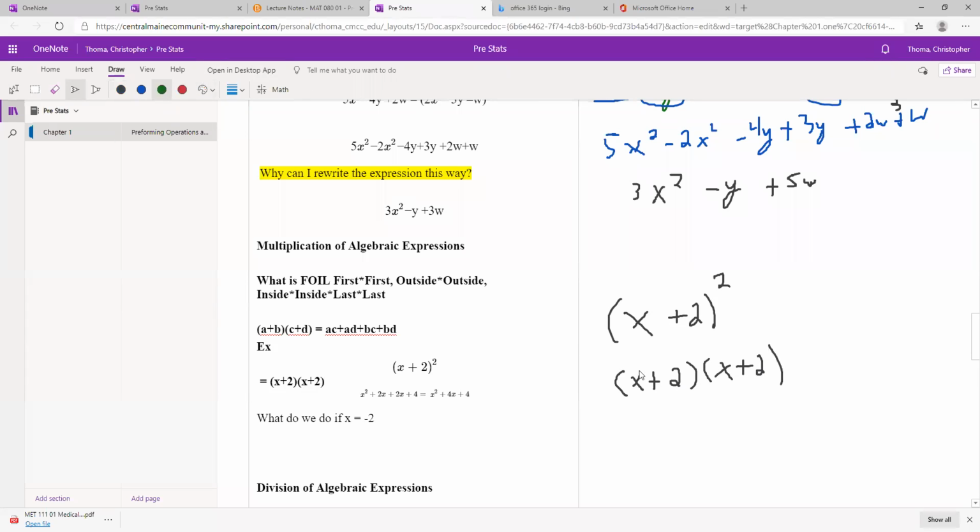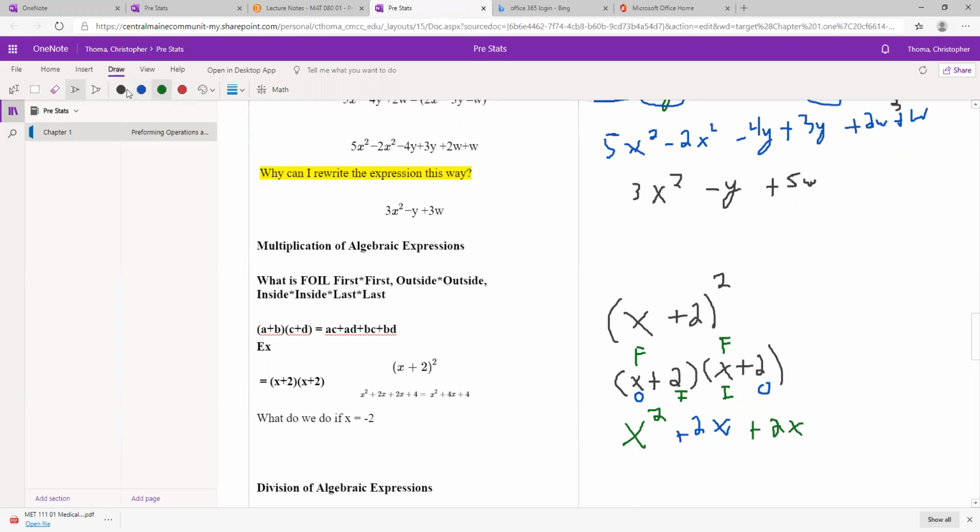And now what I do is I multiply the first two together, so I'm going to put letters above them. So here's the first, and here's the first. So x times x, which is x squared. And then I do the outers. So he is an outer, he is an outer. So that becomes a plus 2x. And then I do my inners. So this is my inner number, this is my inner number. So again, a plus 2x.